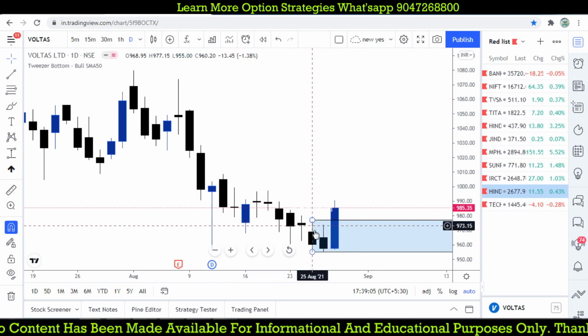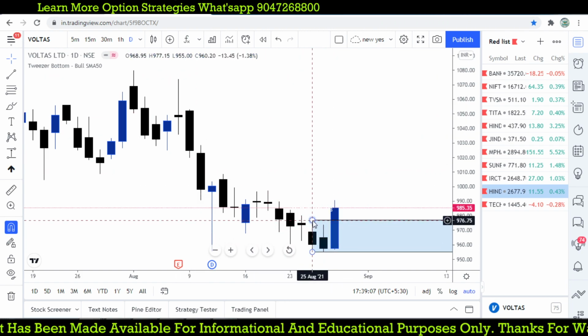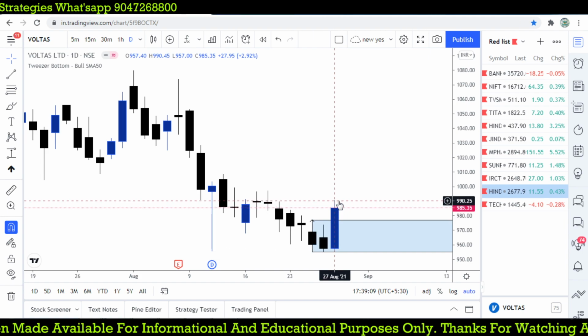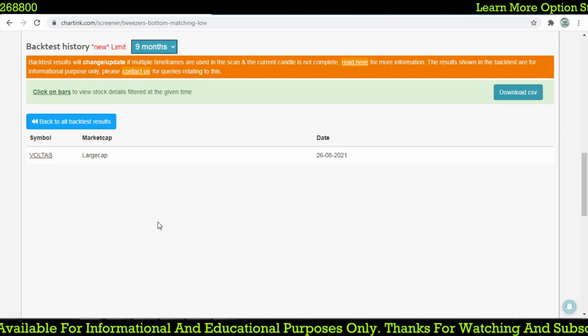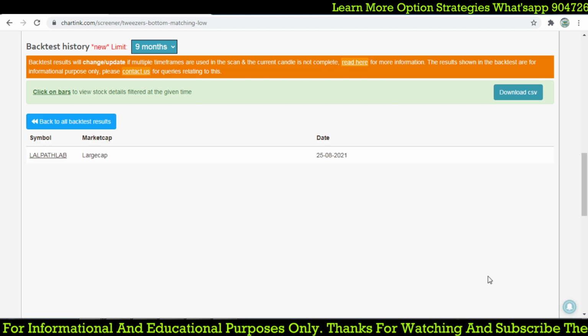Okay, so that is such a great opportunity if you are trying a breakout entry around 977, so that was giving you such a profit in the intraday itself, right? And previously we found a lot of stocks.